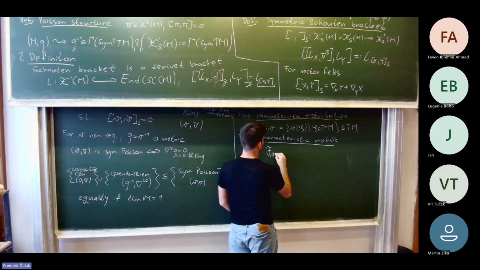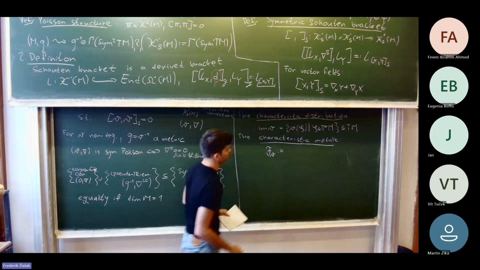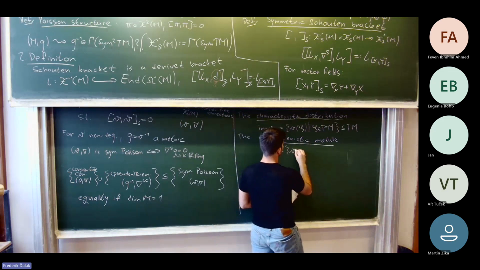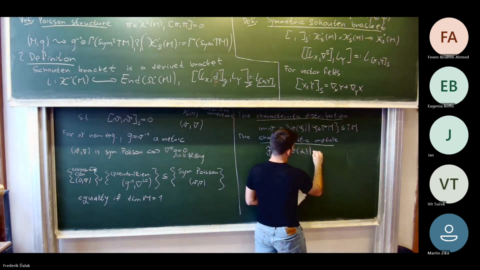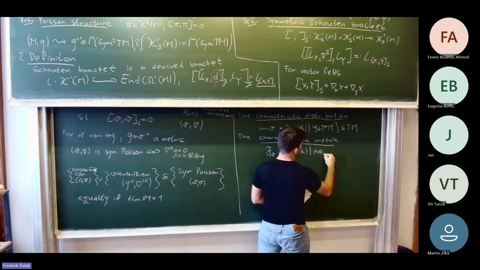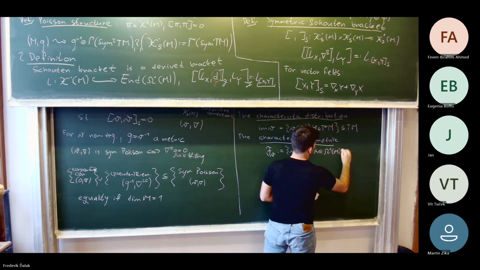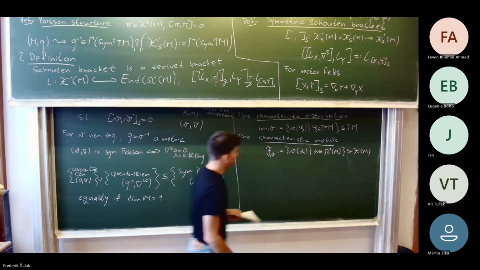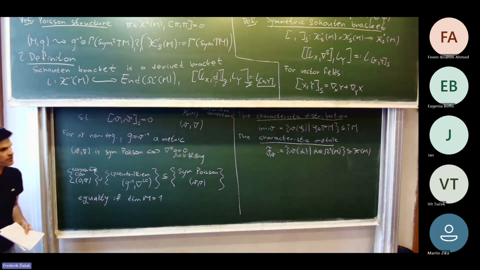So what's the characteristic module? Well, it's similar to the characteristic distribution, but you look at it as a map from one forms to vector fields rather than a map between bundles. So some submodule of the module of vector fields. And what's good about this module is that it's well behaved in the sense that it's local and locally finitely generated, so you can apply all the theory of singular distributions.